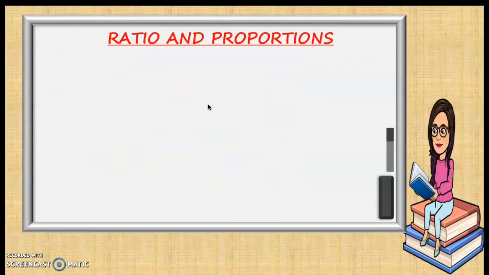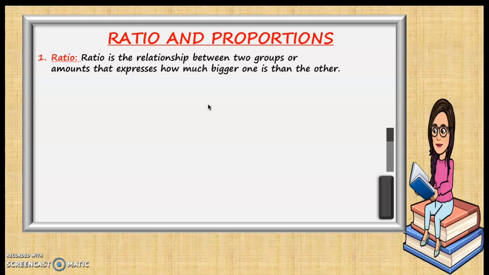Let's first understand ratios and proportion theoretically, which will help us to solve the problems practically. Cool. So there are a few key points that have to be remembered before we solve the problem. First, what is a ratio? Ratio is a relationship between two groups or amounts that expresses how much bigger one is than the other. In simple terms, a ratio is a comparison of two groups of the same kind. Simple. You're comparing two groups of the same kind and it is called a ratio.